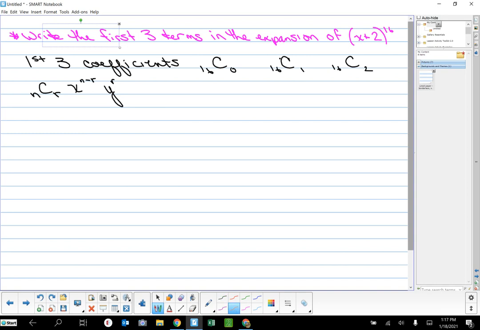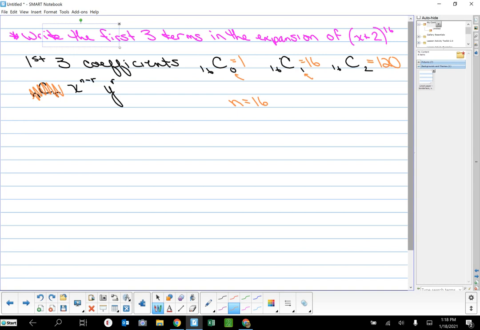Well, I know that this is going to be 1, this is going to be 16, because we already talked about those, right? If this is 0, this is always 1. If this is 1, this equals n. And then I have to go figure that one out. And that one I've got already done, and that is 120. So those are my coefficients. So this part I already have essentially finished. Then I just have to fill in all the rest. Well, I know that n is going to be 16.